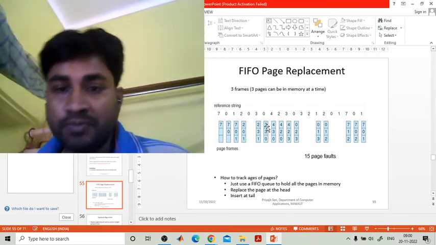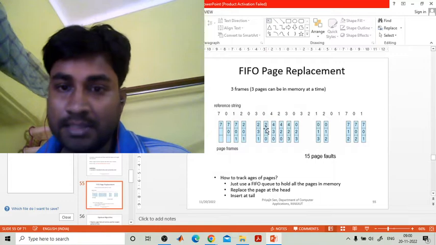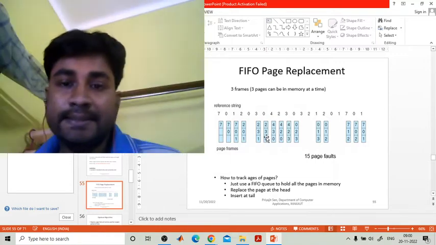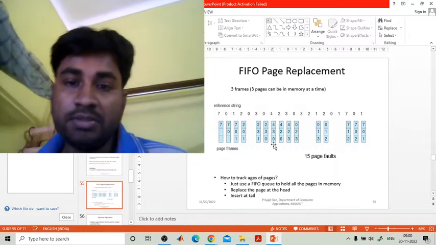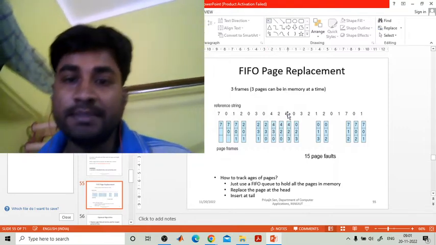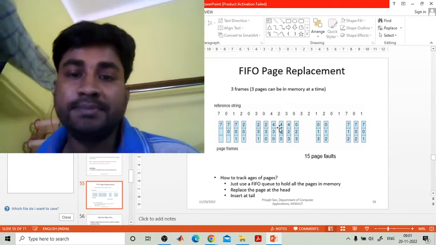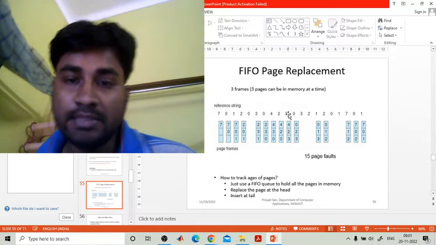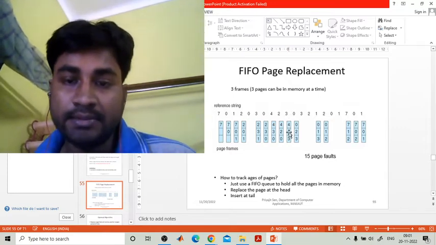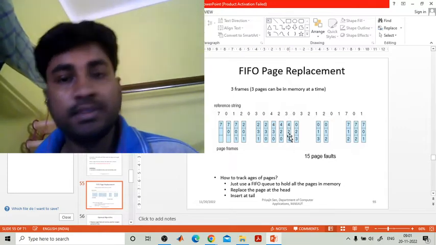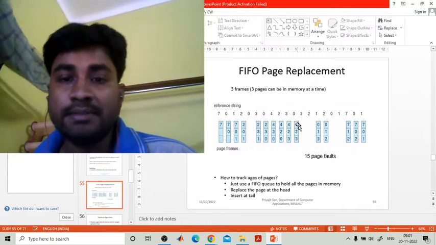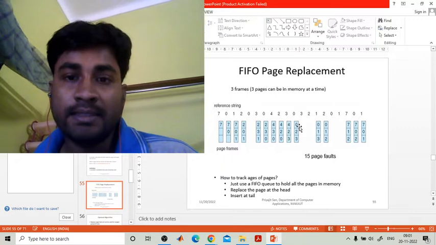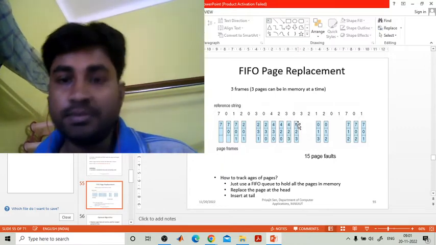Next 4 is coming. Is 4 present in this location? It is not. Okay, therefore 4 will be replaced with what? 2. So 4 3 0 will happen. Then 2 is coming, now 2 will be replaced with what? 3. Yes, 4 2 0. Then 3 is coming, 3 will be replaced with what? 0. Yes, 4 2 3. Then 0 is coming, so 0 will be replaced with 4. So 0 2 3.